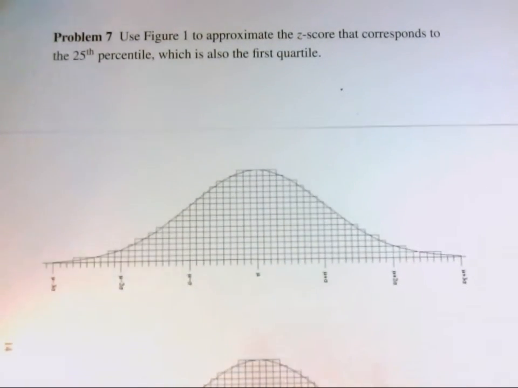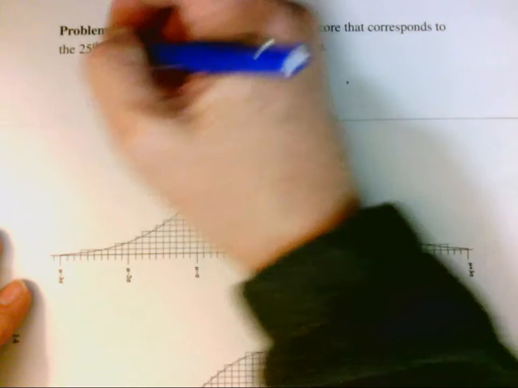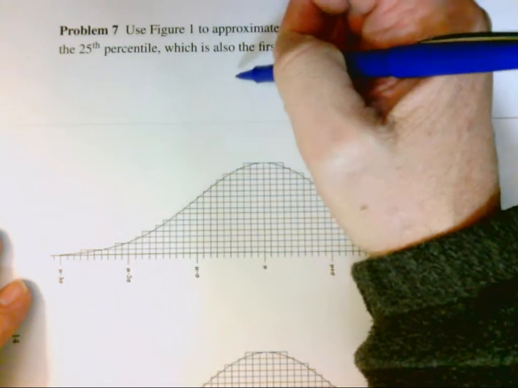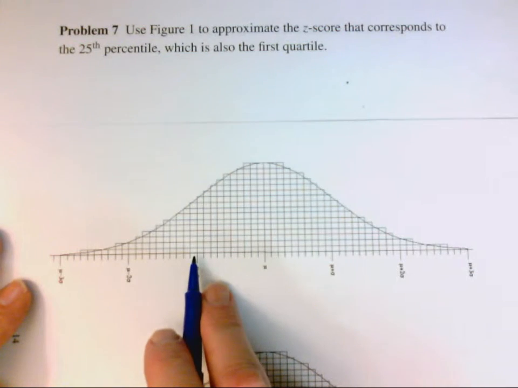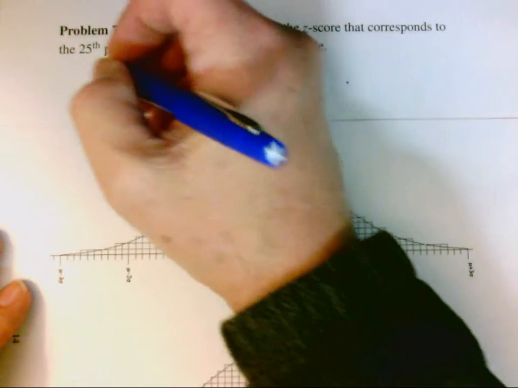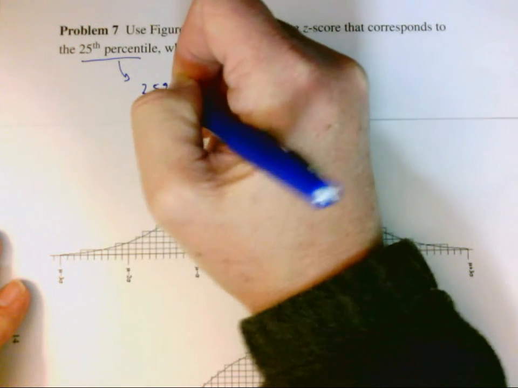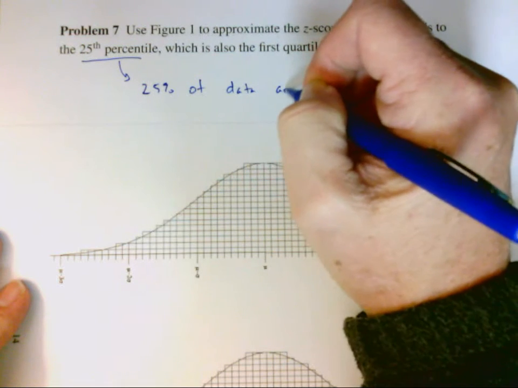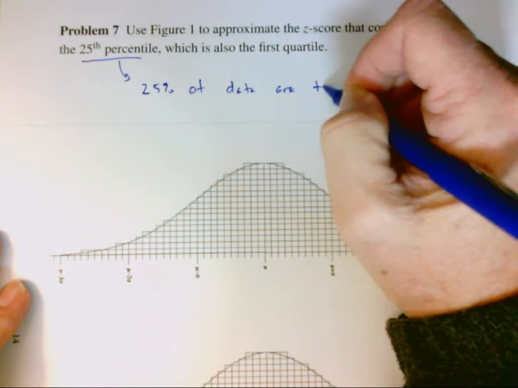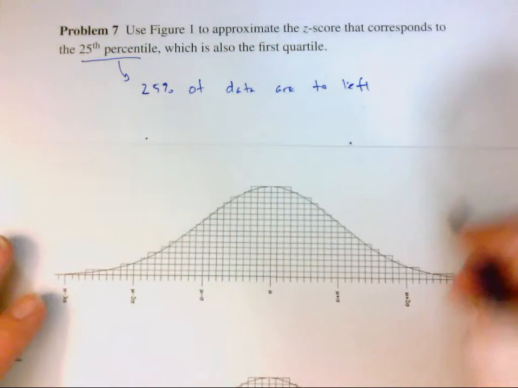Now, that means that we need to find the z. We're not told what z to use. So we have to work backwards on this. 25th percentile means that 25% of the data are to the left of whatever this z-score is.